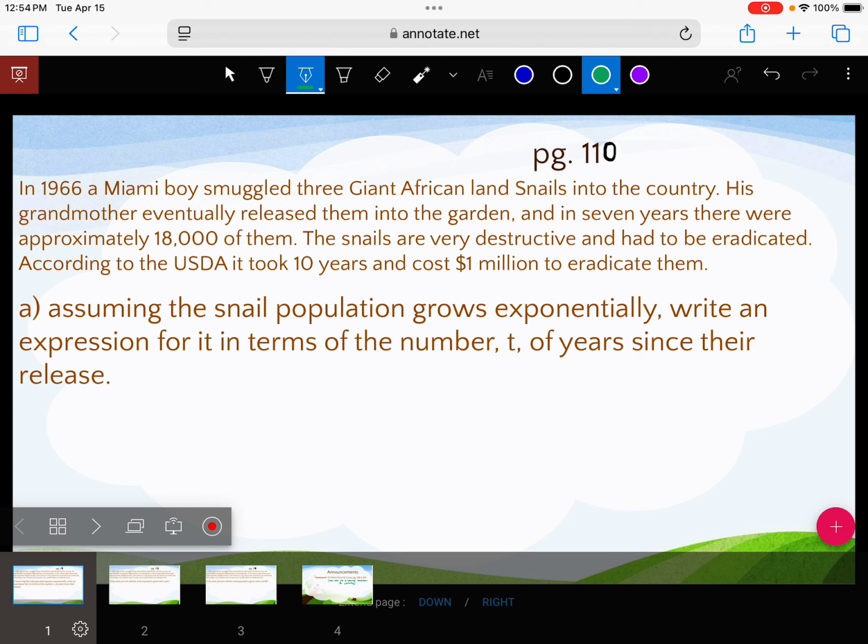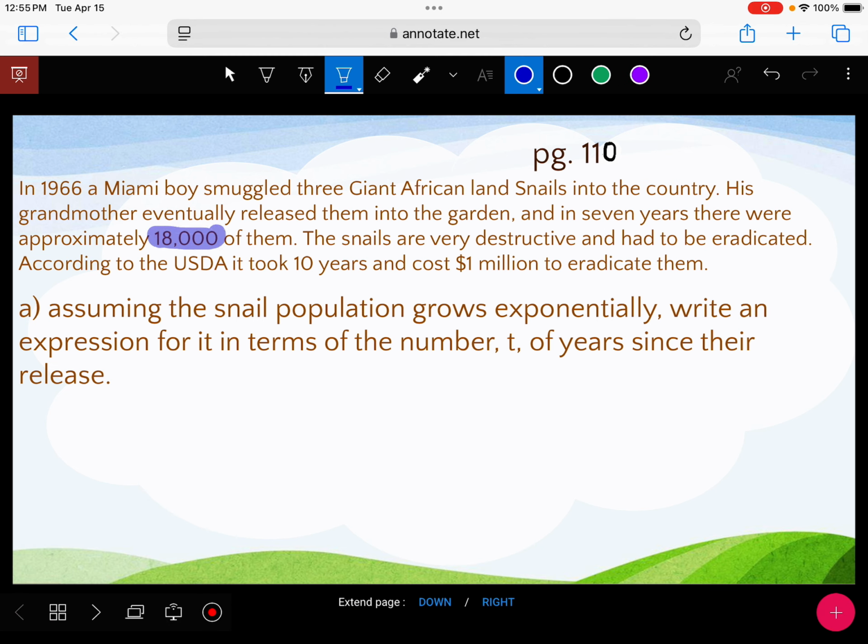So what we're asked to do first is figure out the equation for how these things grow. What do we know? What you got, Cameron? I see 100% why we're thinking that. We have 18,000 of them. Is that how many we started with? Oh, no, that's what we ended with. So that's going to be our A in this equation.